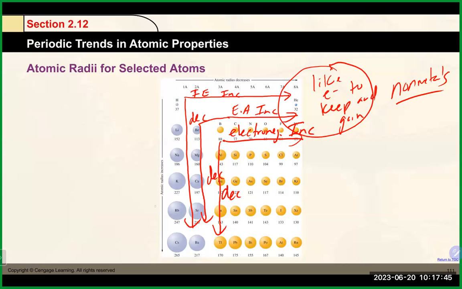As you go down and to the left on the periodic table, you have things that are much larger in size, which means the outer electrons are not going to be held as tight.